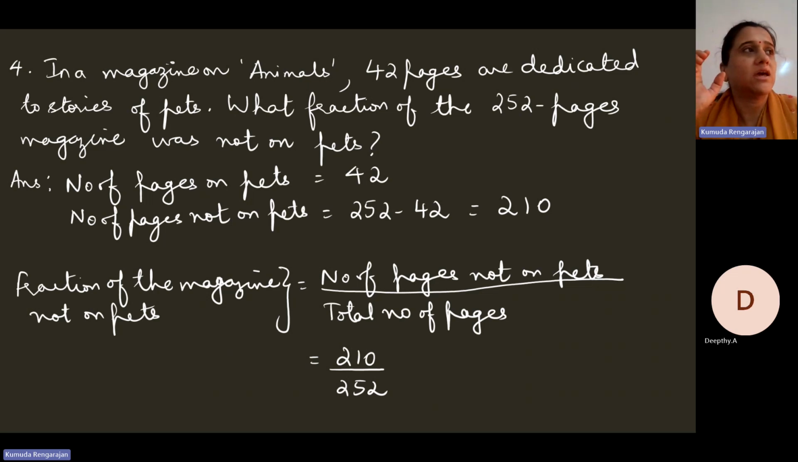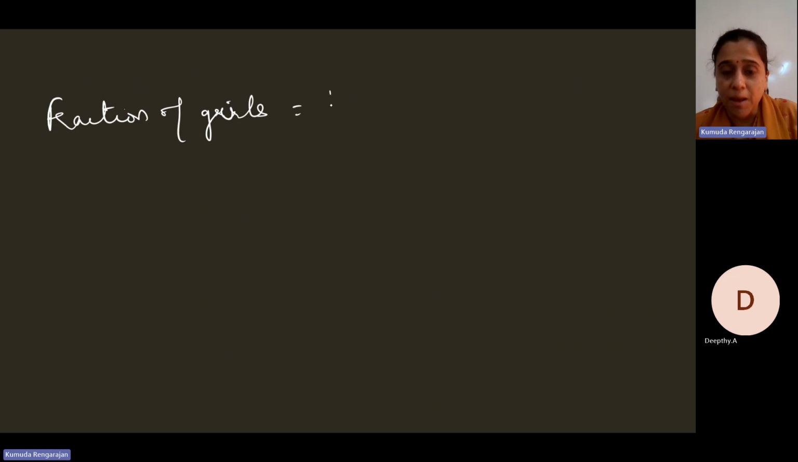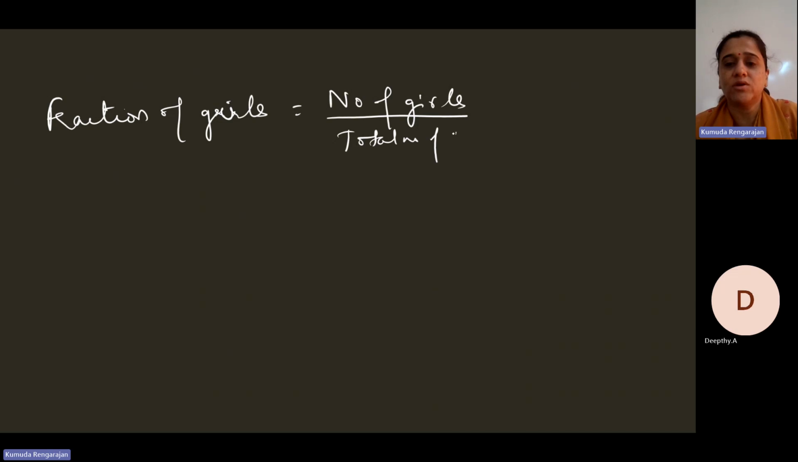If you're trying to find the fraction of girls in the class, it will be the number of girls by the total number of students. Always the denominator will be the total when you're finding a fraction.